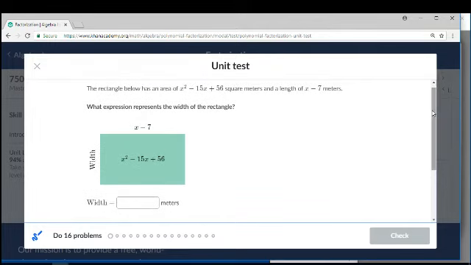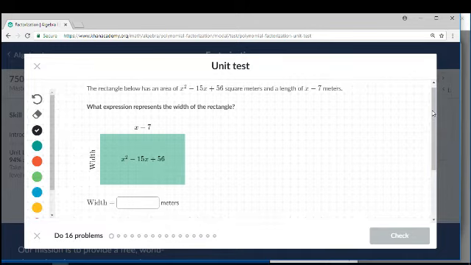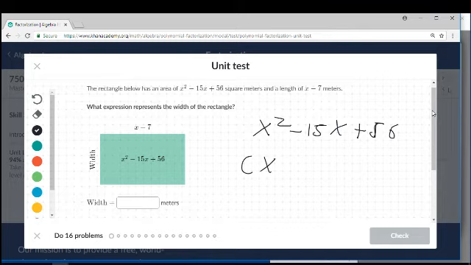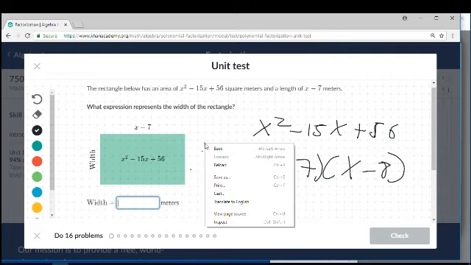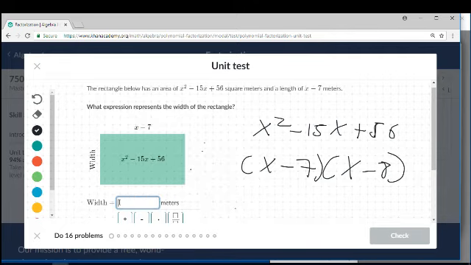If x minus 7 is a factor of x squared minus 15x plus 56, we'll have x as another factor. So we need negative 7 and negative 8: negative 7 times negative 8 equals 56. And then negative 7 times x and negative 8 times x will combine to make negative 15x. So our width is going to be x minus 8.